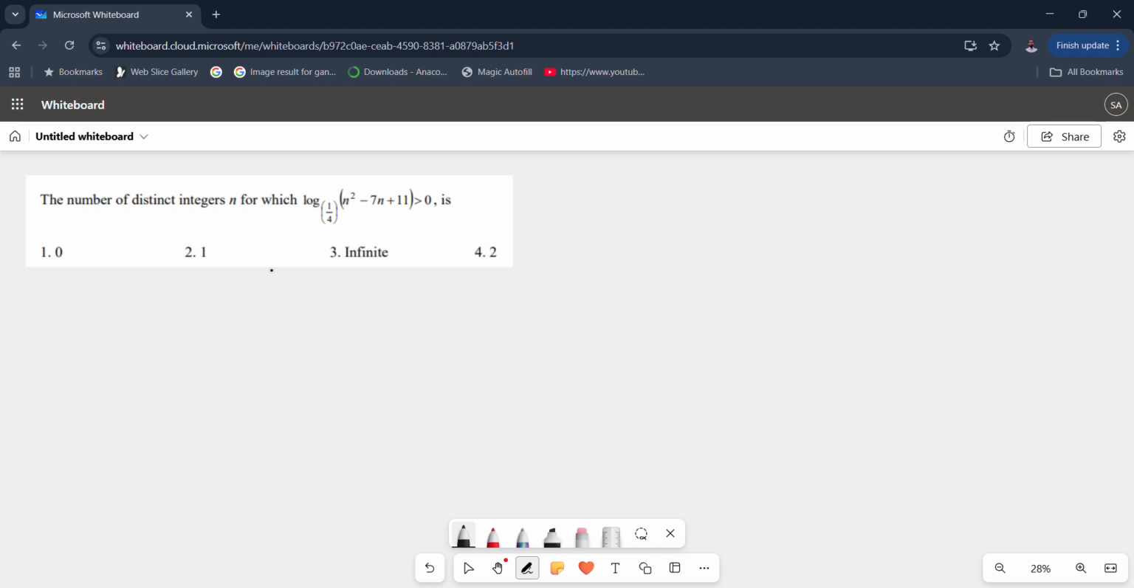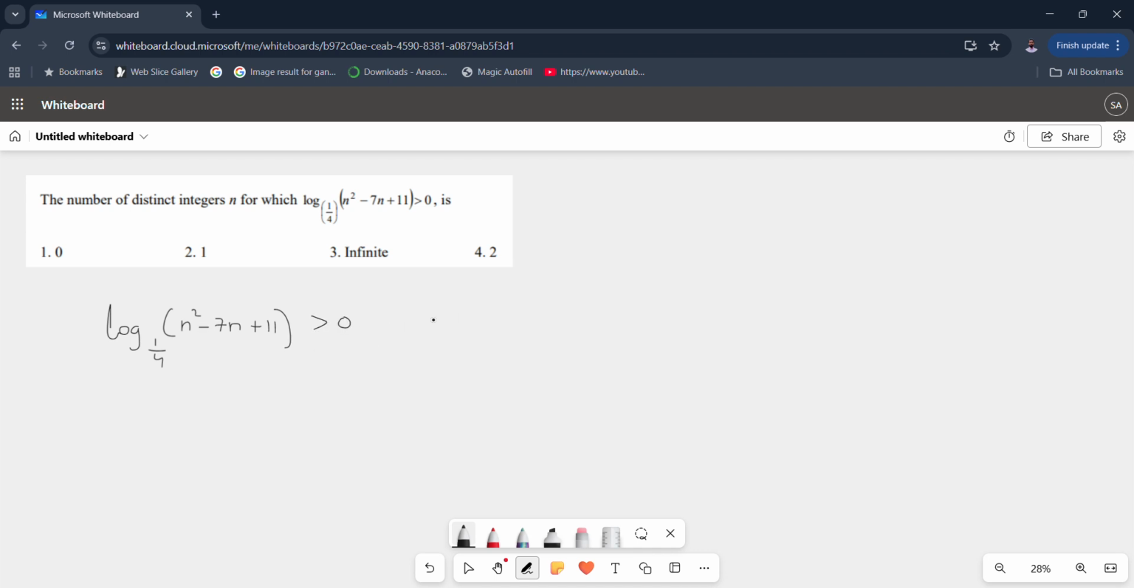So here we have the function log of n square minus 7n plus 11 to the base 1 by 4 is greater than 0. What they are asking here is we need to find the number of distinct integers n for which this inequality holds true. Let's see. So let's write the equation: log of n square minus 7n plus 11 to the base 1 by 4 is greater than 0.